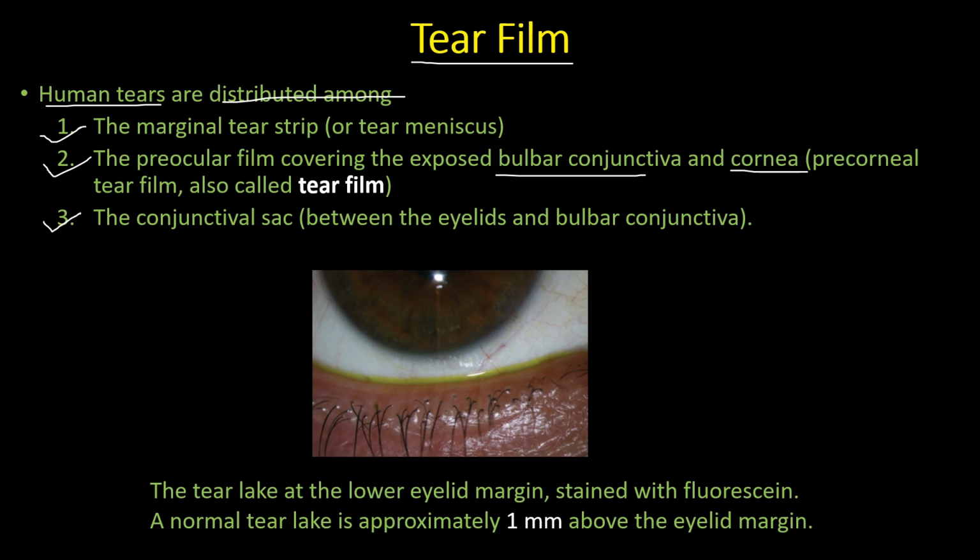Here in this image, we can see the tear lake at the lower eyelid margin stained with fluorescein. See this green color tear lake. A normal tear lake is approximately 1 mm above the eyelid margin.